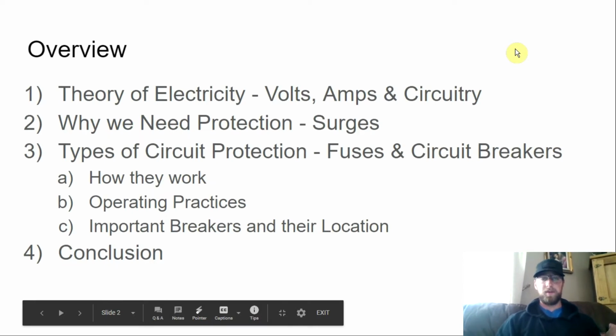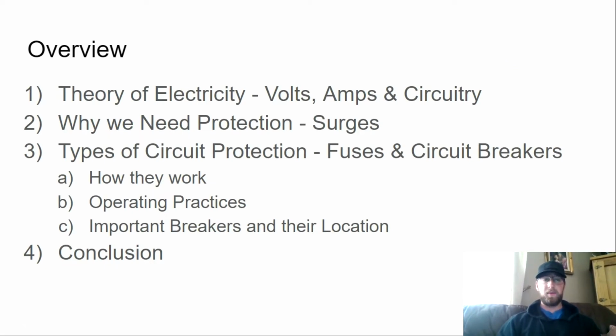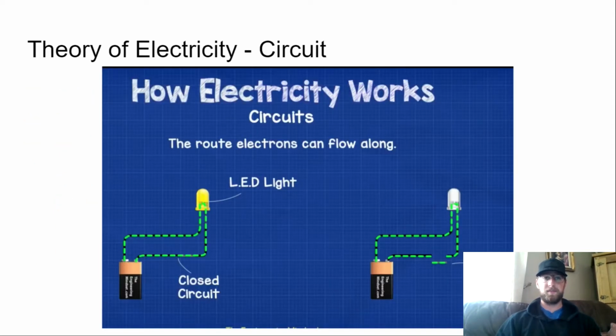So overview, what we're going to be talking about: we'll talk about the theory of electricity, we'll talk about volts, amps, and circuitry, then we'll move on to why we need protection, a little bit about surges, we'll talk about the types of circuit protection. We have fuses and circuit breakers, we'll discuss how they work, operating practices, important circuit breakers, and their location. And we'll also talk about load shedding here as well, and then after that we'll wrap it up with a conclusion and the sources for the presentation.